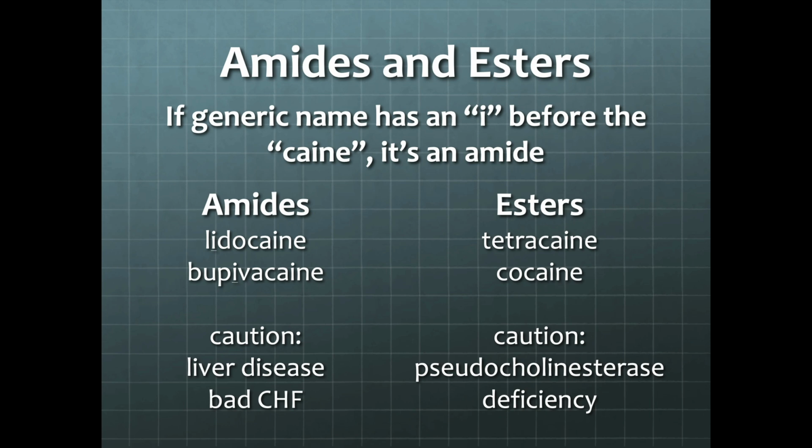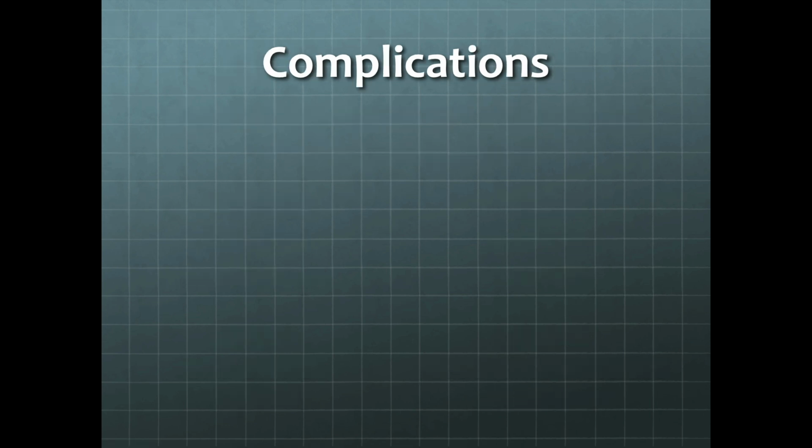The esters we use less frequently in an intravenous form, but that would be tetracaine or cocaine. And you got to watch these in people that have pseudocholinesterase deficiency because the drug is going to last a lot longer. Complications of nerve blocks and local anesthetics.